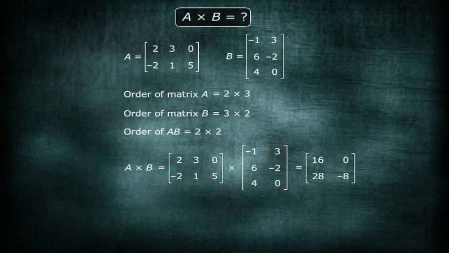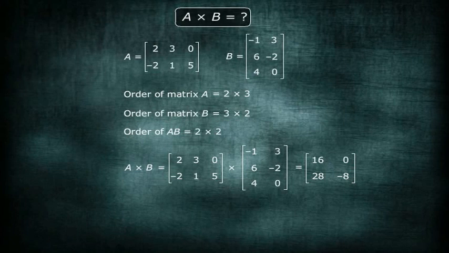So now we have found the product AB. In the first row we have 16 and 0. And in the second row we have 28 and -8. So we can find the product of any two matrices in this way, provided of course that the product is possible.